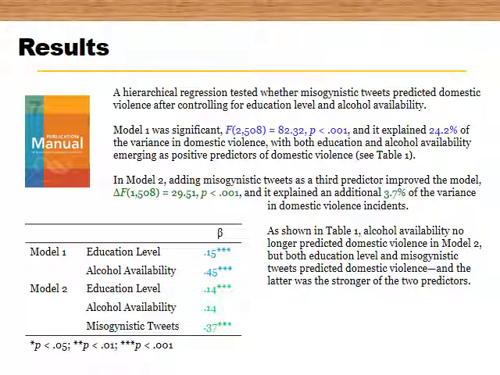If we look back at Table 1, we see that the significance went away for alcohol availability, but the other two predictors, education level and misogynistic tweets, were both statistically significant, and of the two, misogynistic tweets was the stronger predictor. That is the end of practice problem number 1.